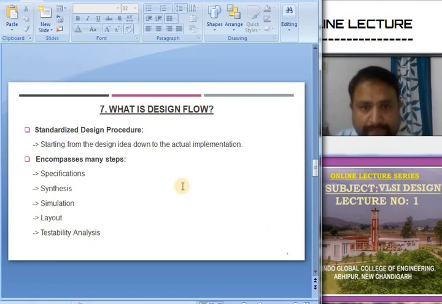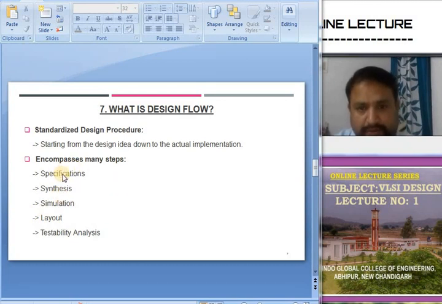Now what is design flow? Let us now talk about this design flow. As I said, design flow is essentially a standardized design procedure where we will be using some predefined steps that are to be followed for the fabrication of chips. Now there are various steps in the design flow. It is not just a single step which is automated.